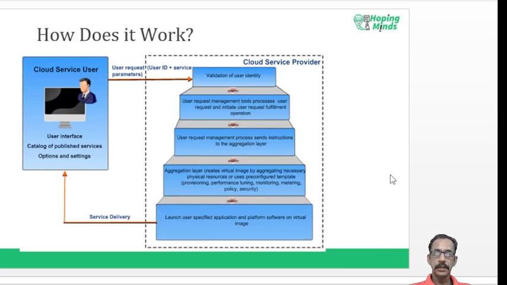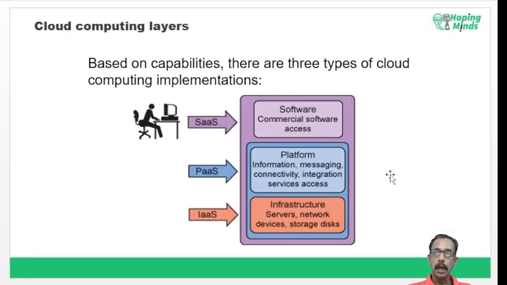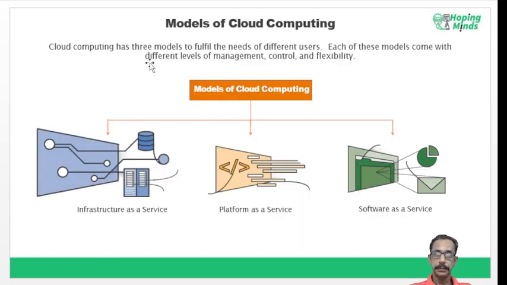Last time we discussed cloud based on access. Right now we are going to discuss it based on capability. Three types of cloud implementation can be taken. One is infrastructure as a service, platform as a service, and software as a service. We will discuss all of them one by one.